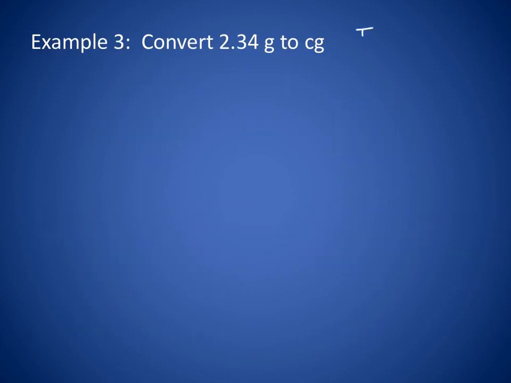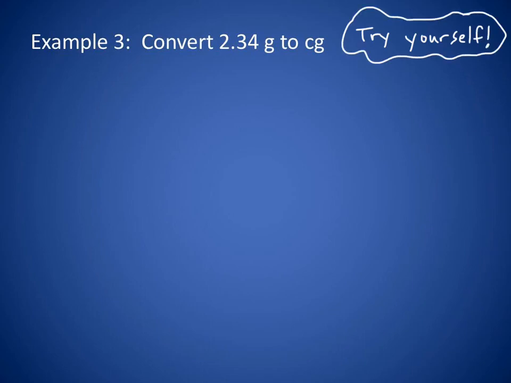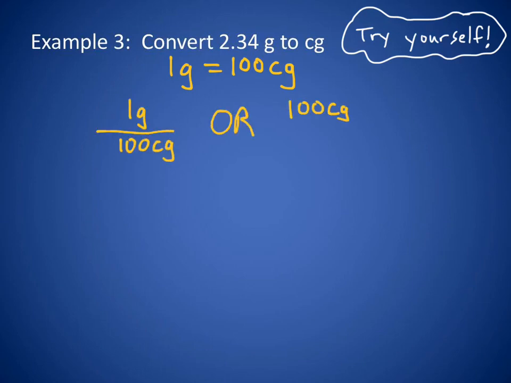Your turn. I want you guys to try this one yourself first. Convert 2.34 grams to centigrams this time. First off, grams, centigrams. 1 gram is 100 centigrams. So my 2 possible fractions here: 1 gram over 100 centigrams, or 100 centigrams over a gram. So I set up my problem.